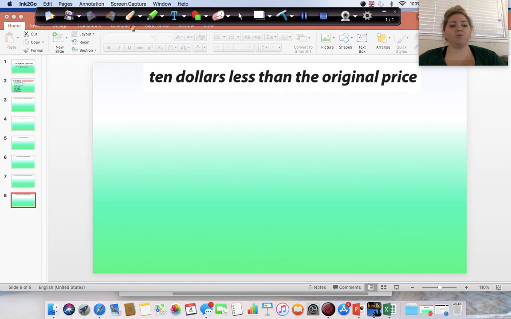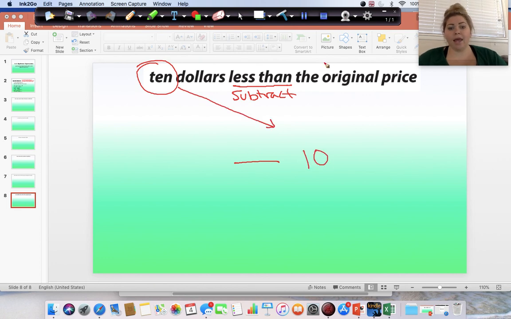Okay, and the last one, $10 less than the original price. Remember, when we are dealing with less than, that means subtraction. Okay, and that means you need to be very careful about the order you subtract with. The number goes behind the subtraction sign. And then we don't know the original price, so we're going to put P for original price.